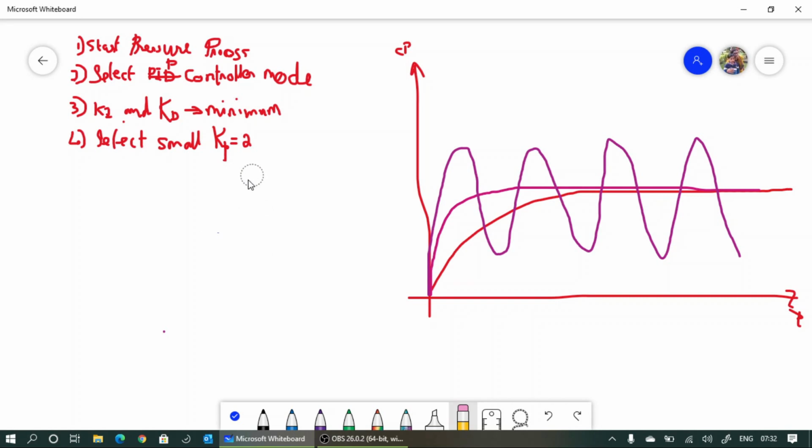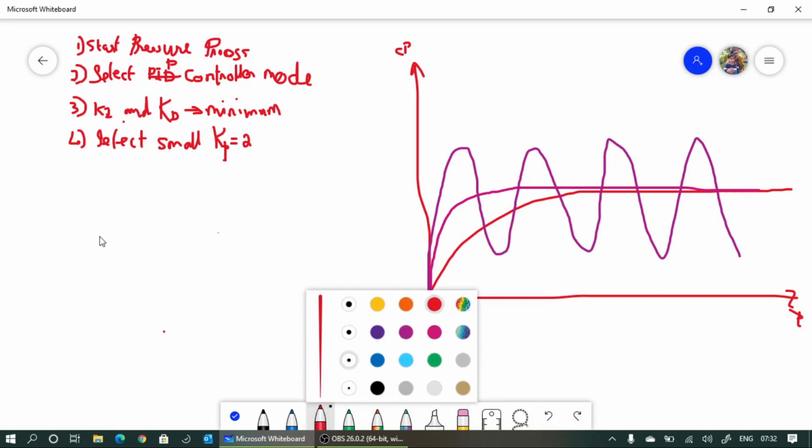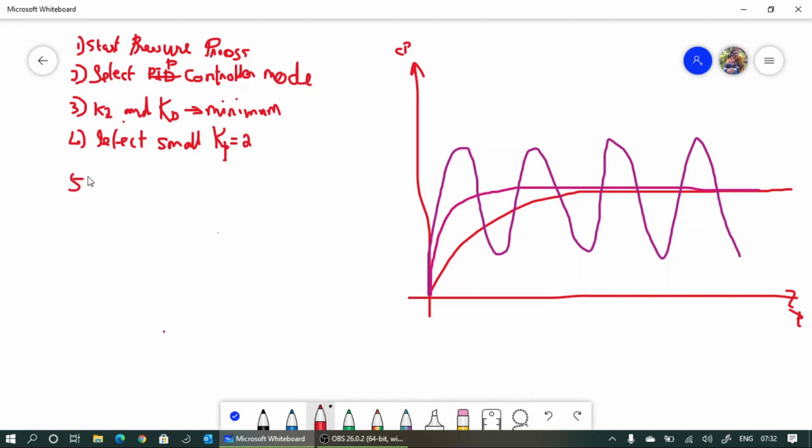So what is the 5th step? Identifying the critical gain. So the 5th step is to note down the value of Kp where the sustained oscillation is first observed. Okay. So now observe the sustained oscillation.